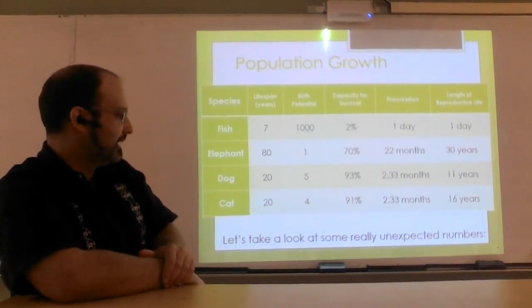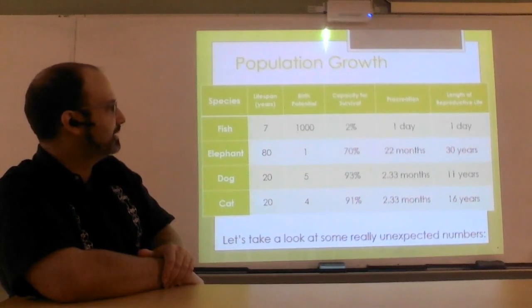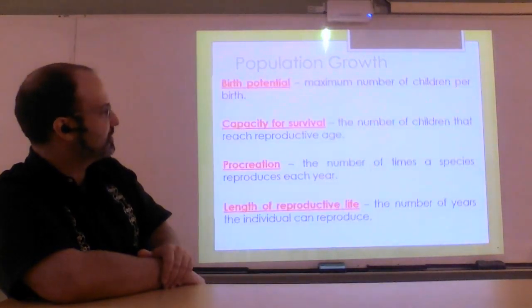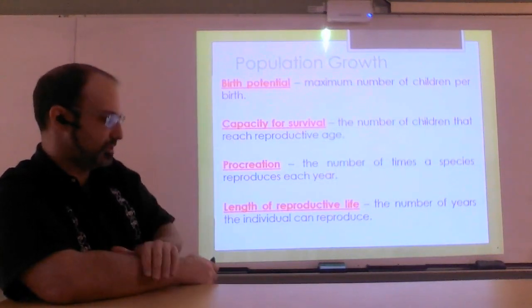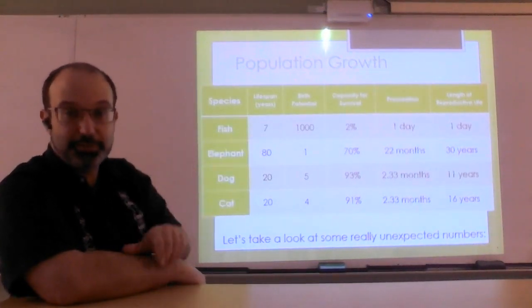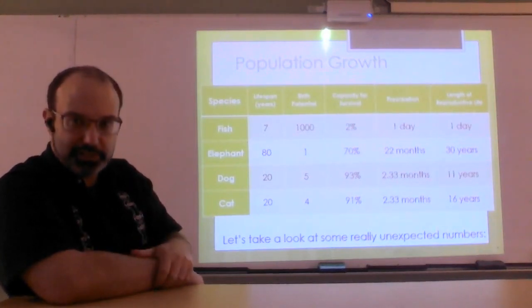Population growth. Let's take a look at some really unexpected numbers. Okay, so birth potential, lifespan, we got a bunch of different pieces of information here. Let's break it down. Okay, so first things first, birth potential is the maximum number of children per birth. Okay, so if we take a look back over here, fish, birth potential 1,000. So for one attempt at having kids, a fish could have 1,000 kids.